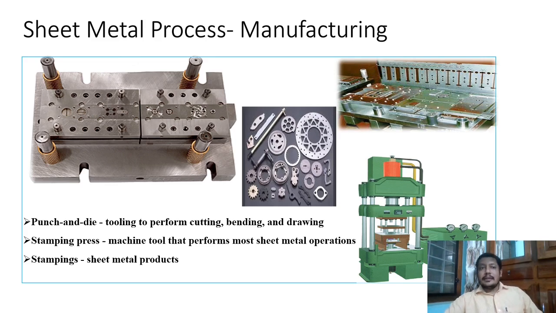You can see in this slide a typical die and punch combination. Using these kinds of die and punch combinations, which you keep on hydraulic or mechanical presses, the various stamping processes are performed on the sheets. That is, punch and die tooling to perform cutting, bending and drawing operations. They will fit into the stamping press, the machine tool that performs most sheet metal operations. The sheet metal products, whatever you get as a final product, are called stampings.